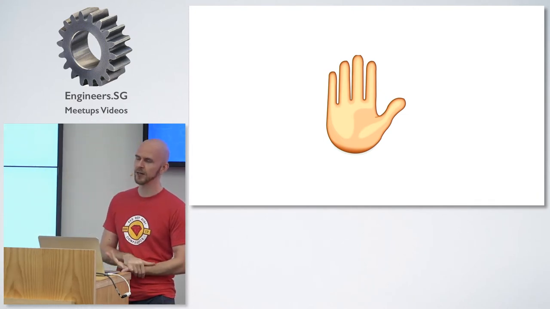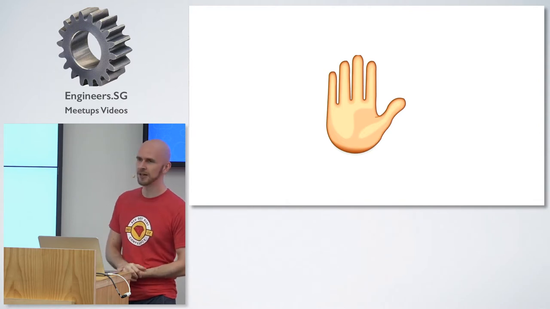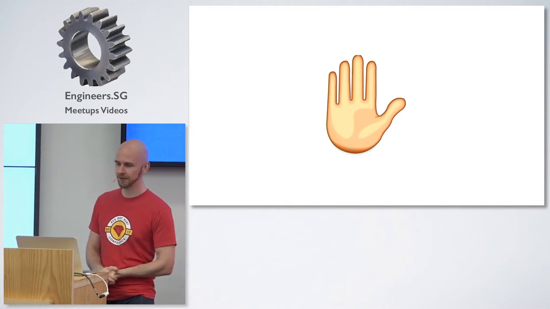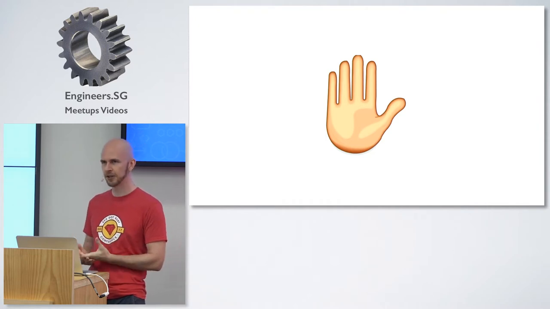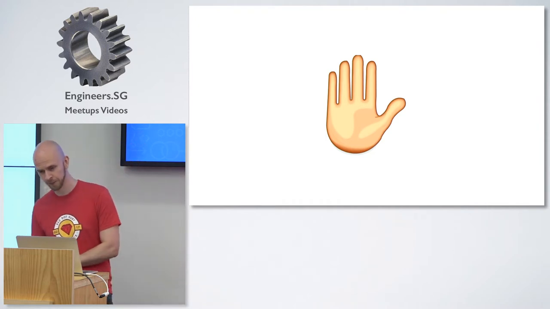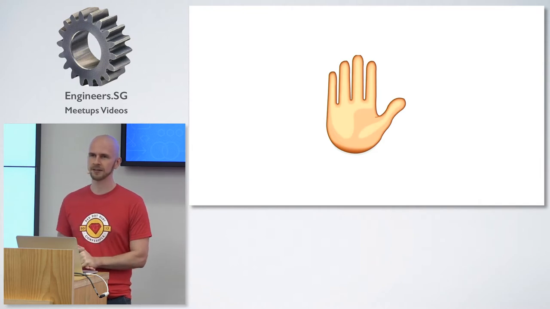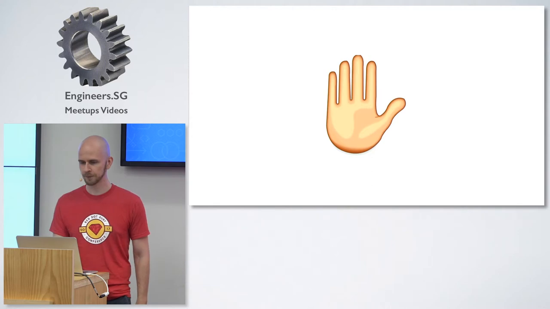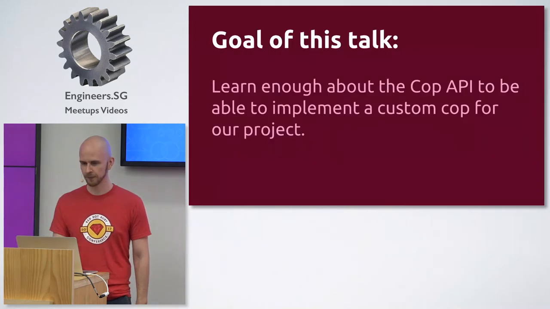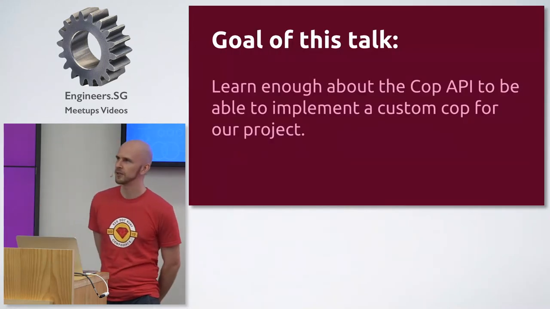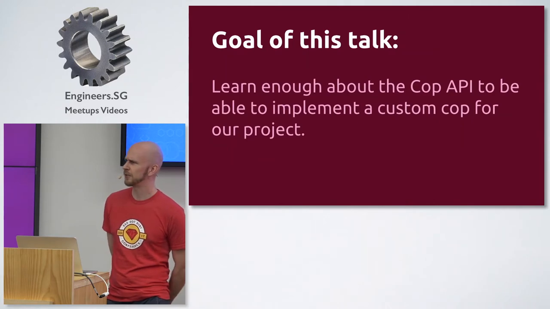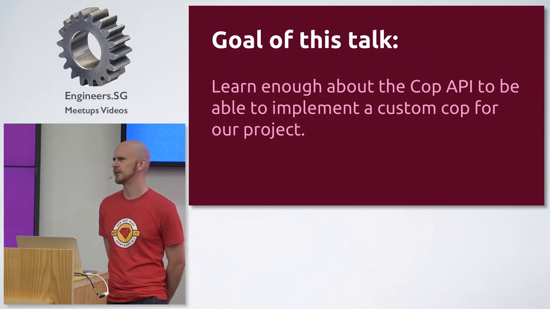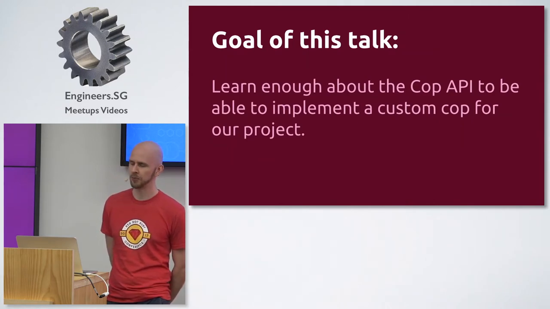I realized RuboCop has nearly 16 million downloads on RubyGems, but there are very few resources on how to actually install and configure and use RuboCop effectively. So my hope is that giving some of these talks will help alleviate that as well. So the goal of this talk is to learn enough about the cop API to be able to implement a custom cop for your own project.